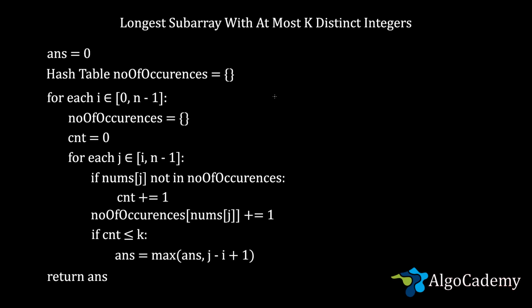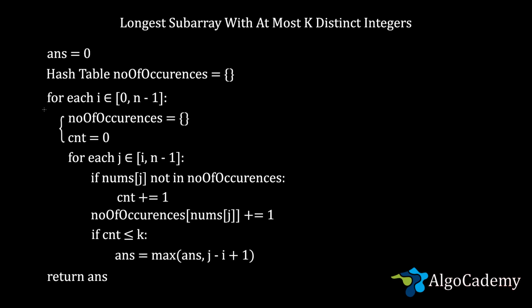Alright, and here is the code. As you can see, I use the variable answer, which is initially 0, and I return it in the end. And I use a hash table, which I named number of occurrences, in order to count for how many times each value appears in my current subarray. Now, I try out each and every start point I from 0 to n minus 1, and here, as you can see, I reset the hash table and the counter. Why do I do it here?